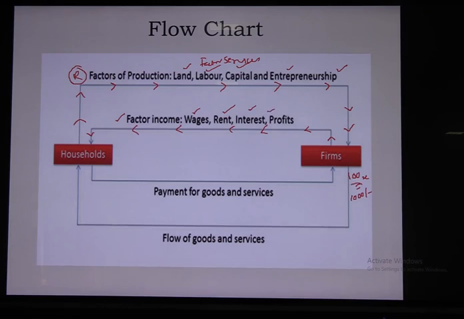So now initially income is generated here in the firm. This 1,000 rupees is moving. Out of 1,000 rupees, 300 wages, 100 rent, 400 interest, 200 profit. And this amount moved from firm to household, and now this 1,000 rupees reached here in the form of wage, rent, interest and profits.